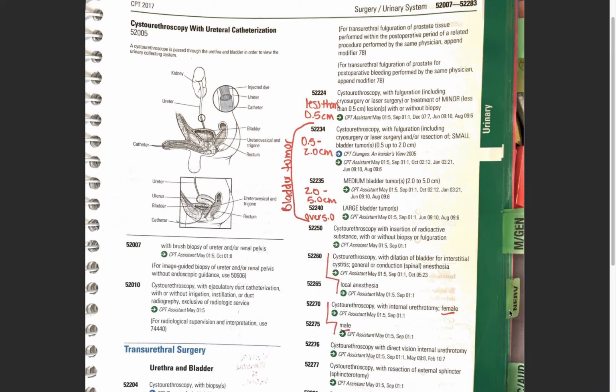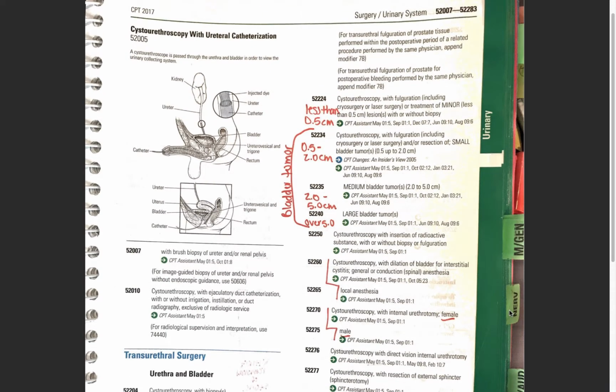The bladder tumor codes are 52224, cystourethroscopy with fulguration or treatment of a minor lesion with or without biopsy. They call it a lesion because it's less than 0.5 centimeters. If it is 0.5 centimeters to 2.0 centimeters, then you will code 52234, and that is considered a small bladder tumor.